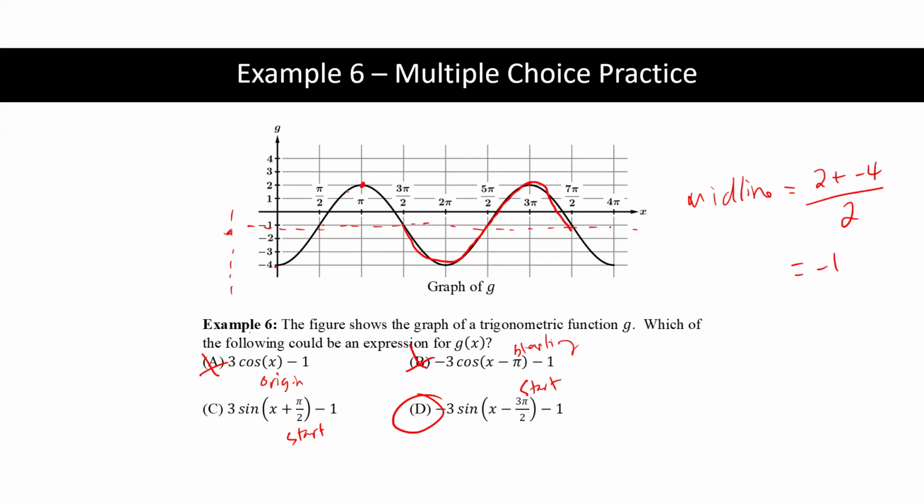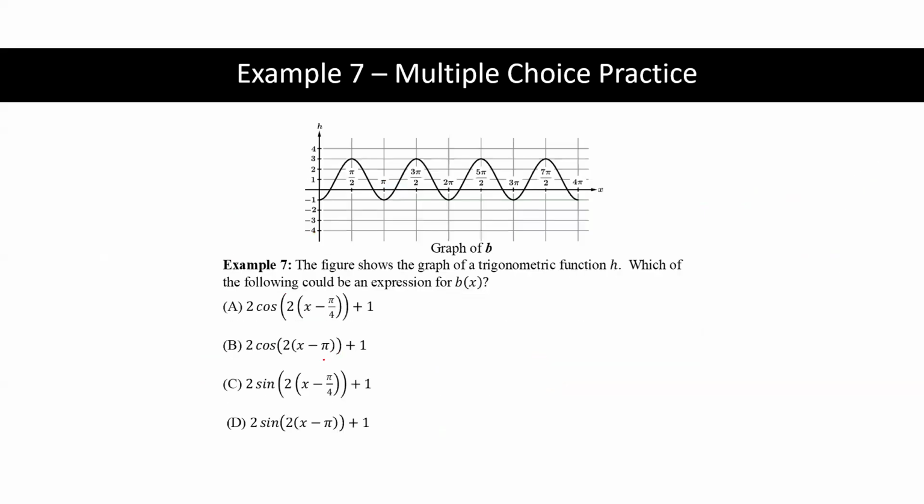Your amplitude is how far your max is from your midline. So you either can do it mathematically or you can literally count 1, 2, 3. So my amp is 3. Okay. That makes sense. All right. Now let's go the other way.